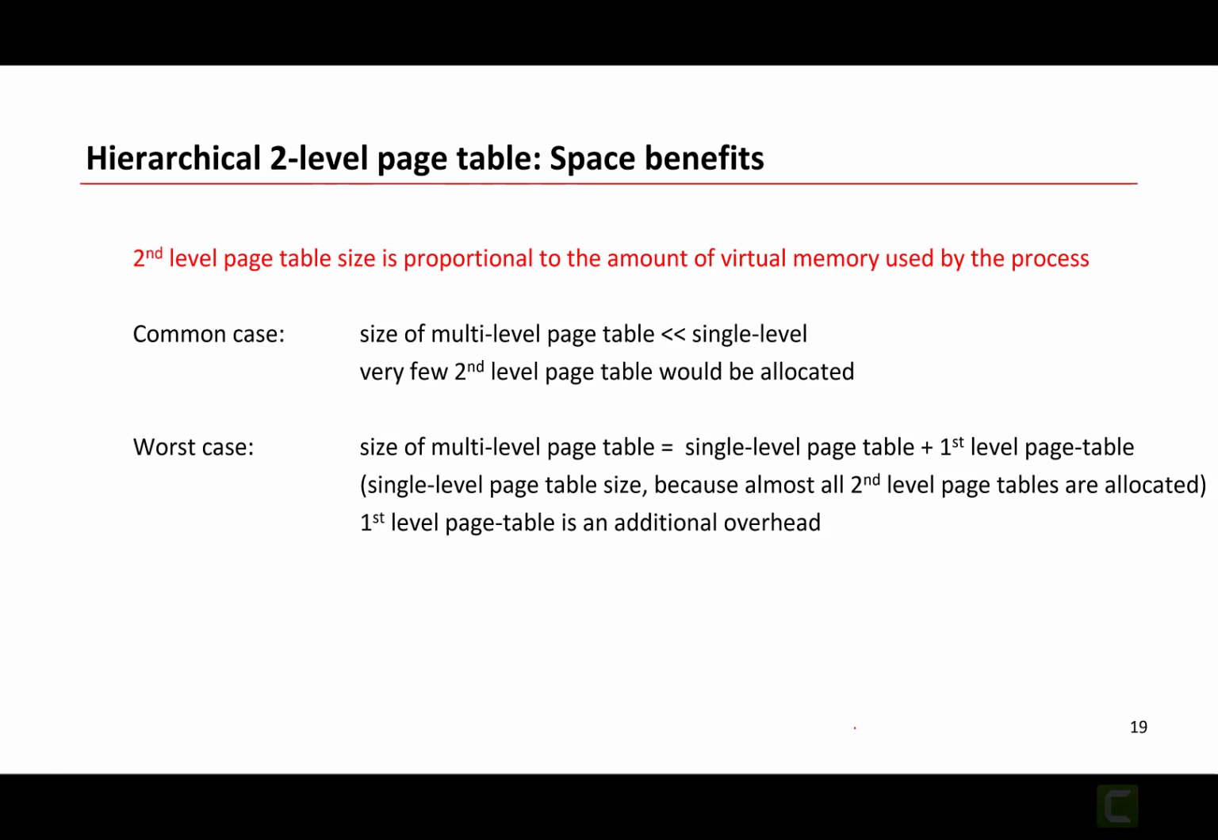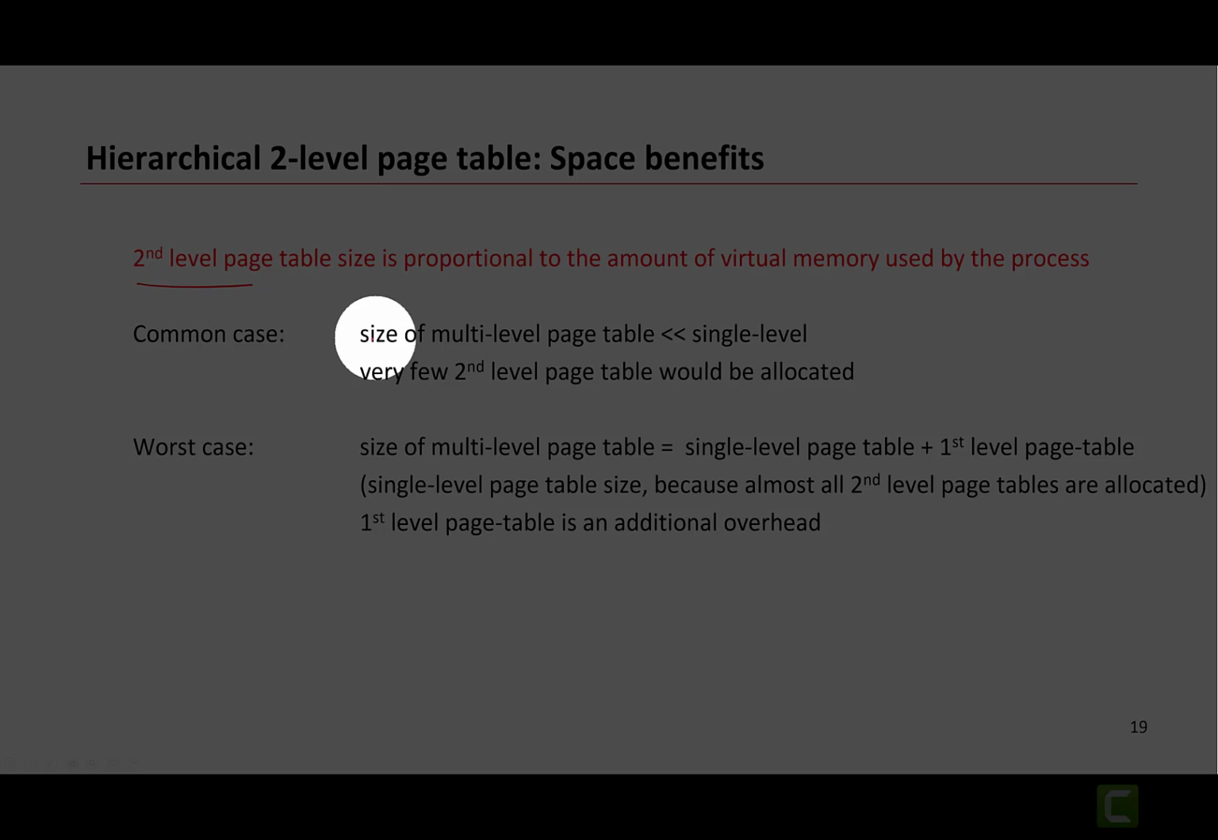So why do we get space benefits? It is because of on-demand allocation of the second level page table. The second level page table size is proportional to the amount of virtual memory that is used by the process. So if your process accesses only a subset of the virtual memory, then the amount of page table size occupied will be proportional to that, right? And so in the common case, the hope is that the size of the multi-level page table is much smaller than the single level, because you would have allocated only a very few second level page tables.